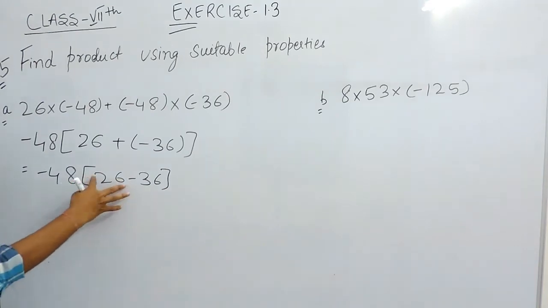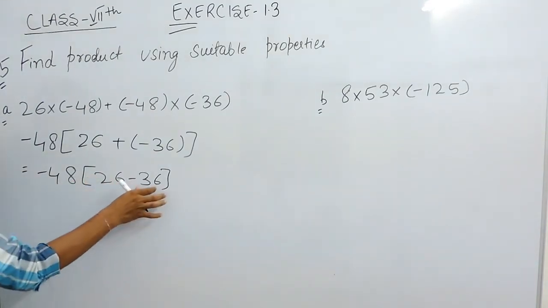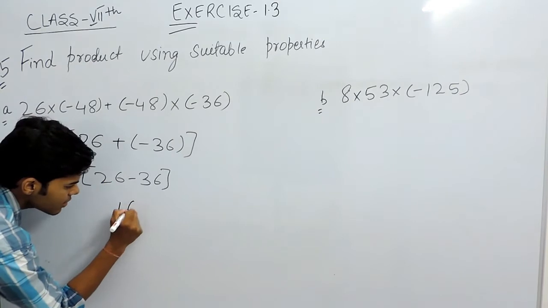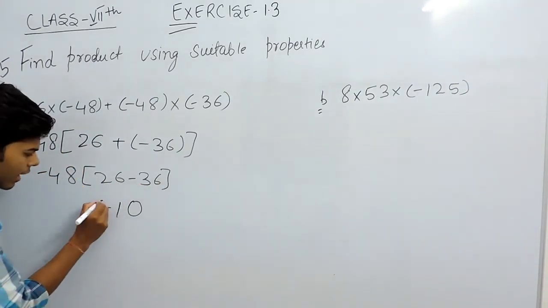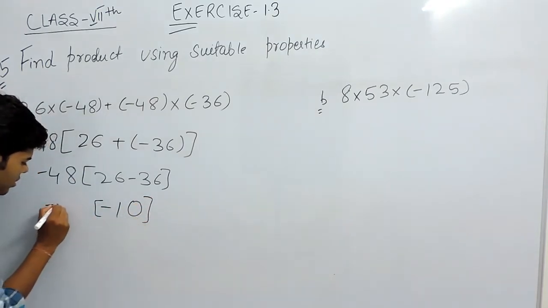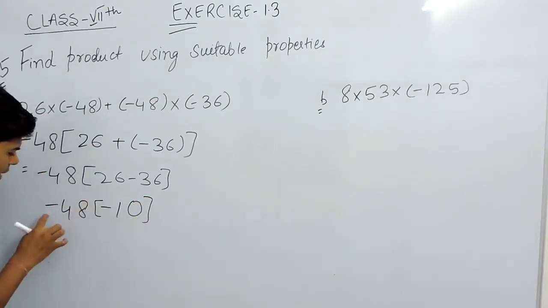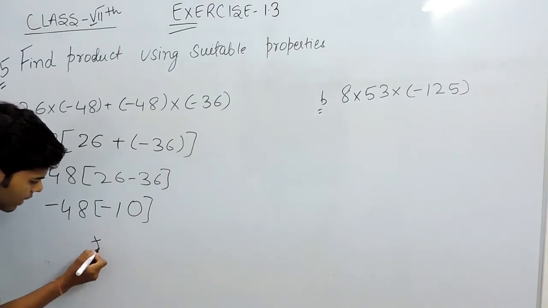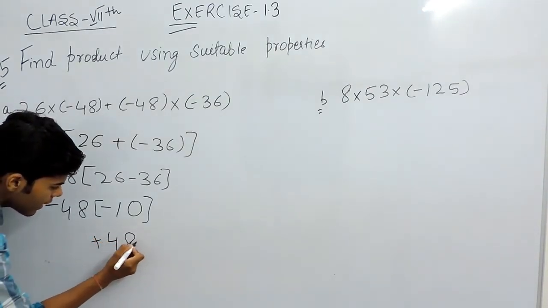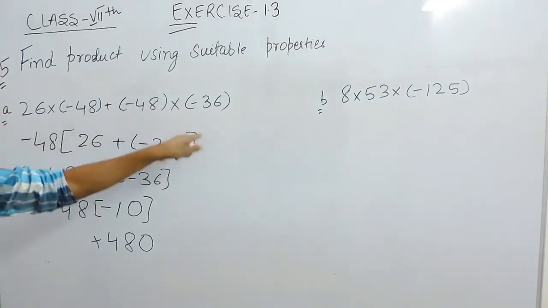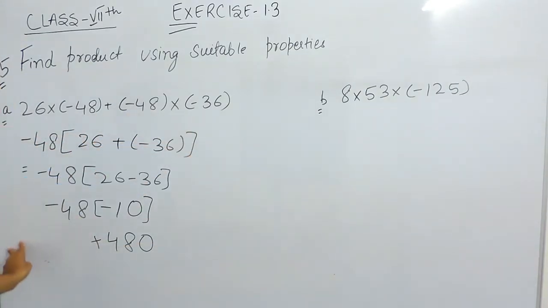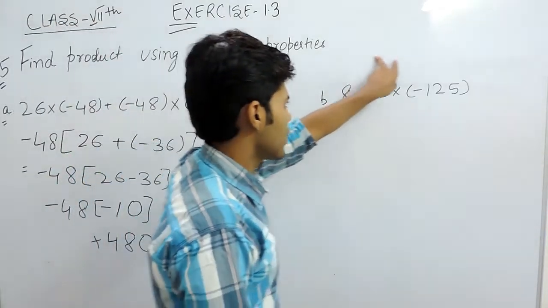Now plus and minus, first we subtract the terms. 36 minus 26 gives us 10, and the sign of the greater number is 36, and in front of it it's minus. So minus 48 multiplied with minus 10, minus minus gives us plus, and that will be 480. So you understood that taking common makes the question so simple that you can solve it in seconds.